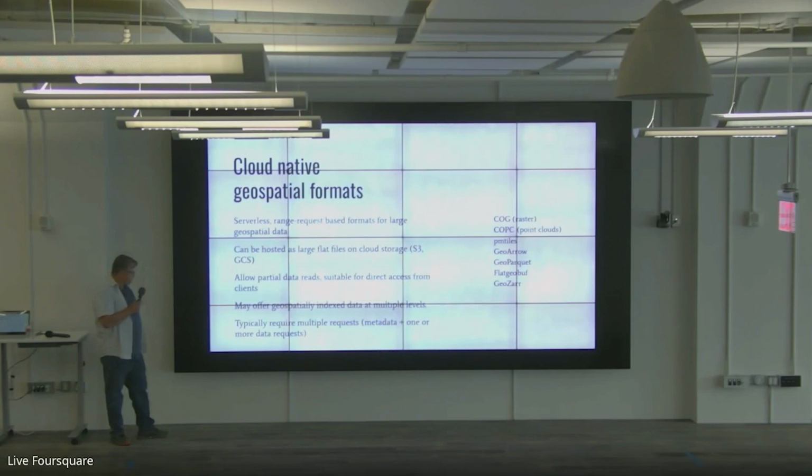These formats then typically offer, in some cases, geospatially indexed data at multiple levels. Cloud Optimized GeoTIFF is a good example of that. So they may contain a tile hierarchy inside one big file. And yes, they typically require multiple requests. So it's not as simple as a traditional loader architecture where we pass one URL and loaders.gl loads it, possibly in a streaming format. Here you need some code, some class, some proxy that helps you navigate these multiple requests.